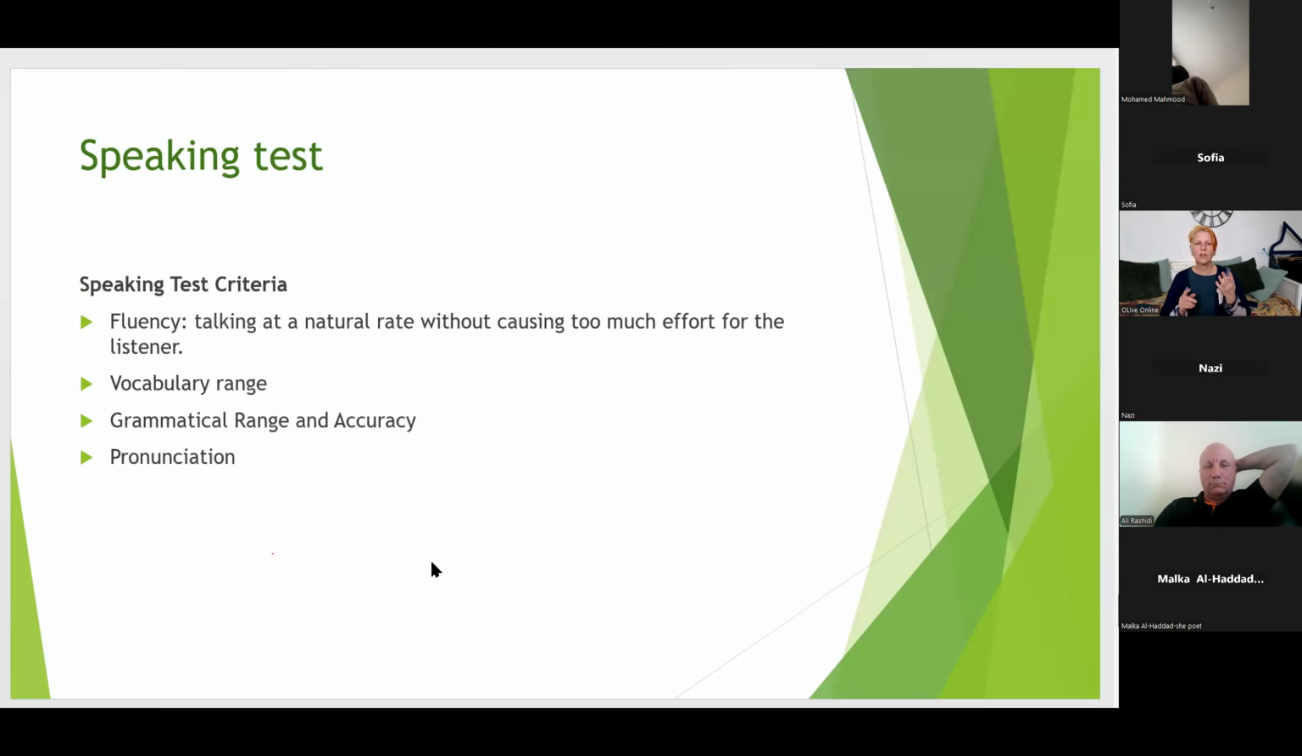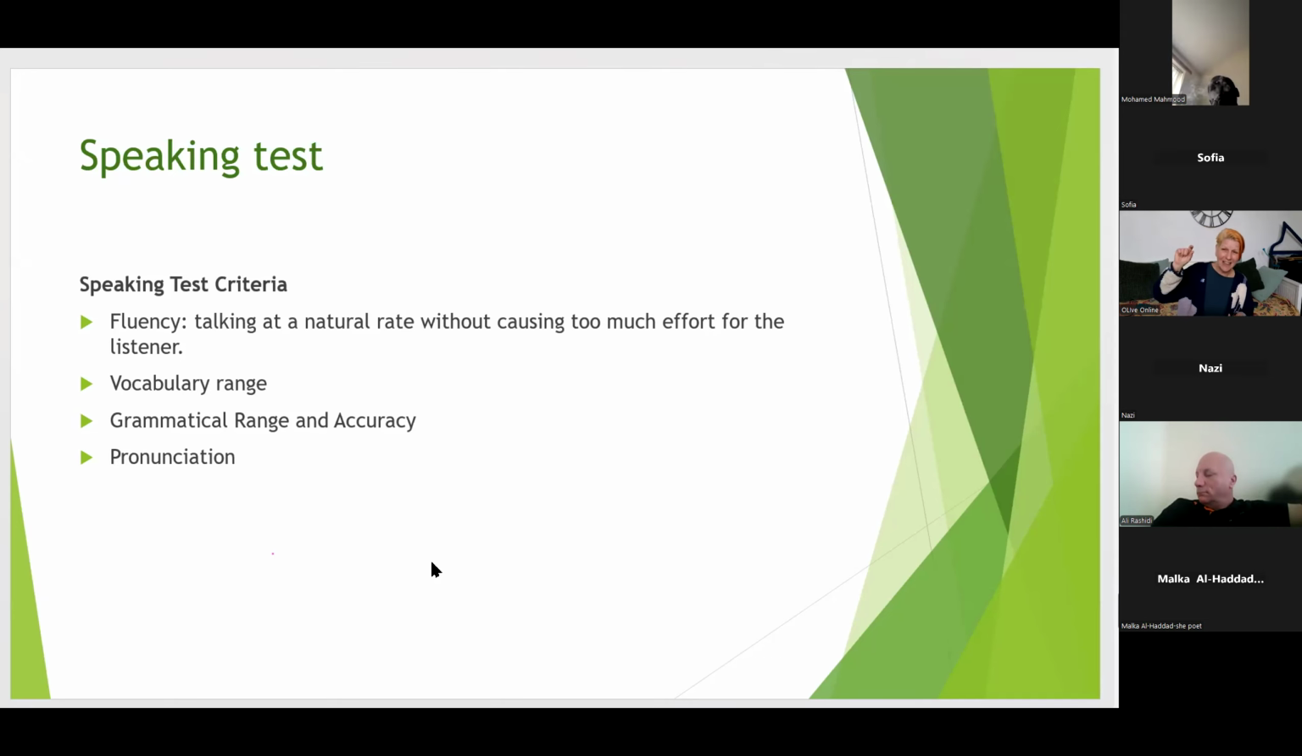Once again, we're looking at 4 criteria: fluency. That's how easily do you speak? Are there long pauses where you just can't find the next word? Or can you keep speaking? Vocabulary range. Do you have enough words to talk about this subject fluently? Grammatical range and accuracy. So how accurate is your language?